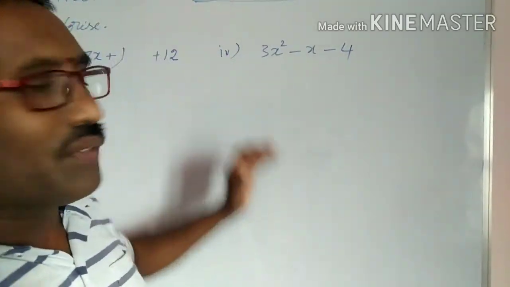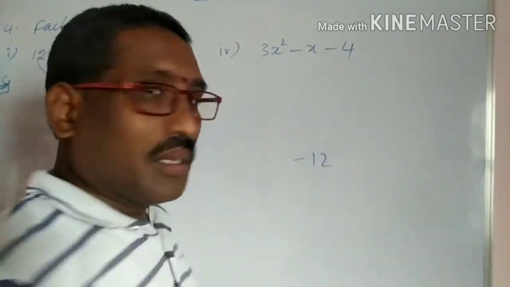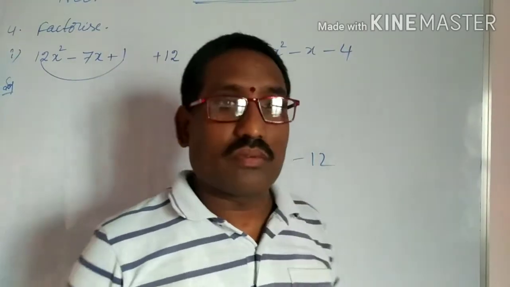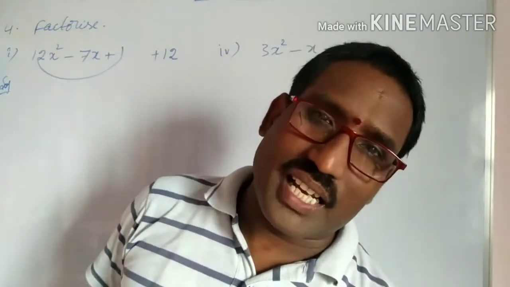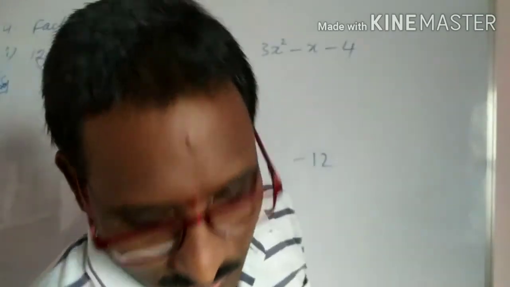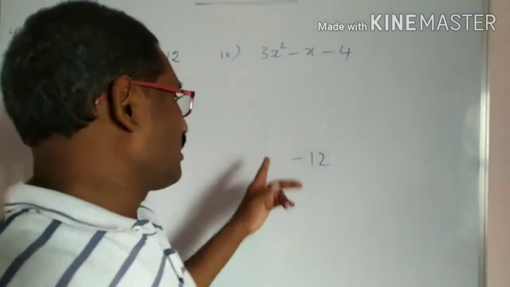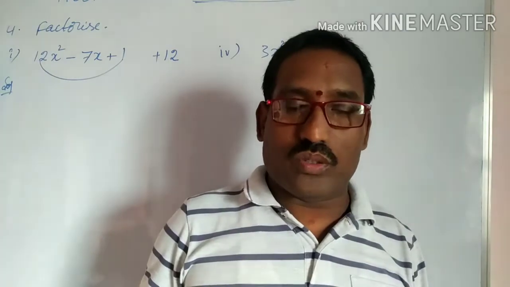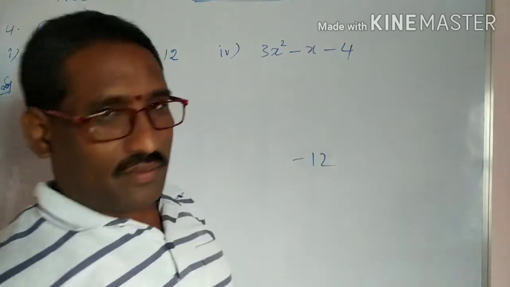Okay. Suppose the product is negative, like minus 12 came, for example. Product is negative means the difference of two factors is equal to the middle term. Their difference. Don't confuse: product positive means sum, product negative means difference we should do.